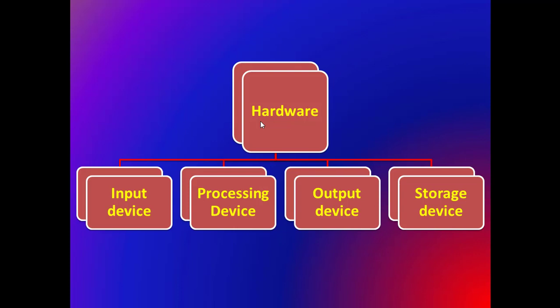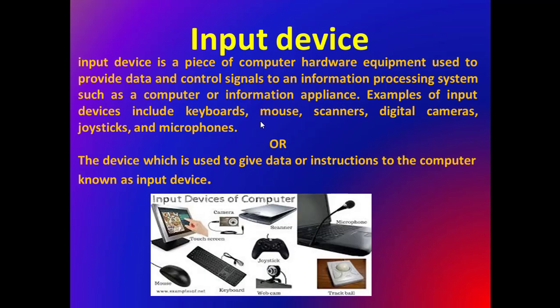After that we will discuss about the types of hardware. A computer has mainly four types of hardware: input device, processing device, output device and storage device. Student, all hardware are in these four categories. First is the input device.